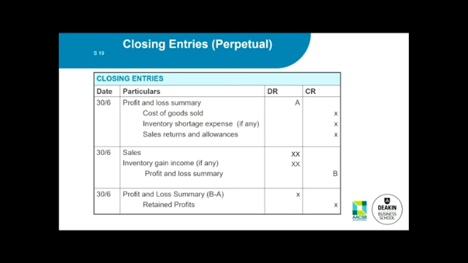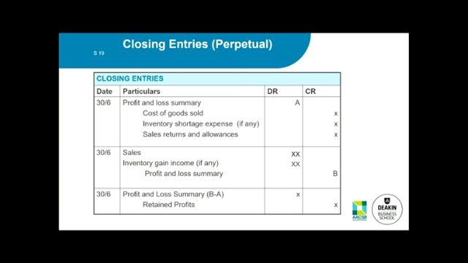Sales is going to be debited to close it off. And any inventory gain that we might have, opposite to this, needs to be debited because the inventory gain would be a credit. We find out what the total of that is. That's going to go into our profit and loss. Then we find the difference between these two.